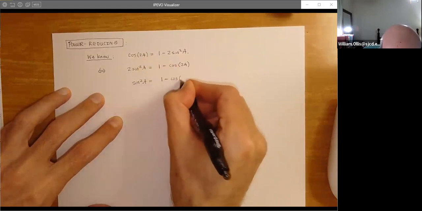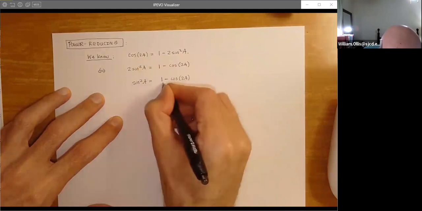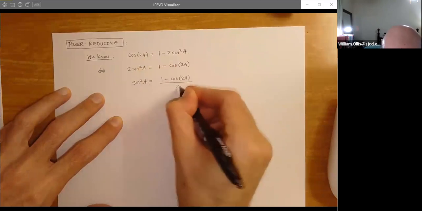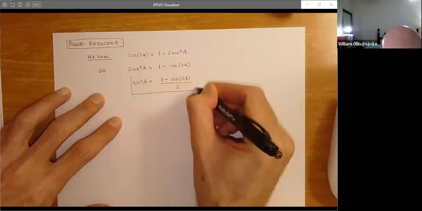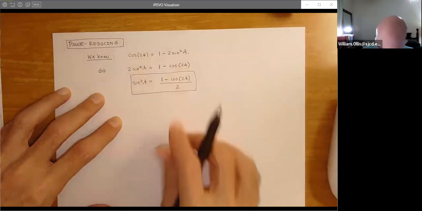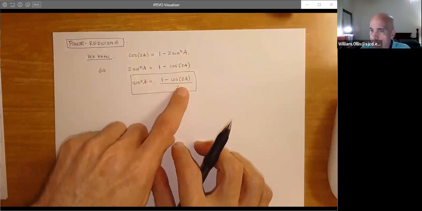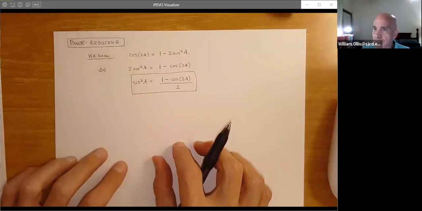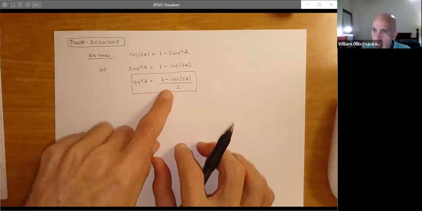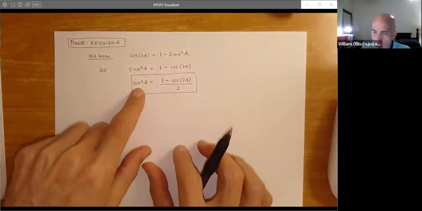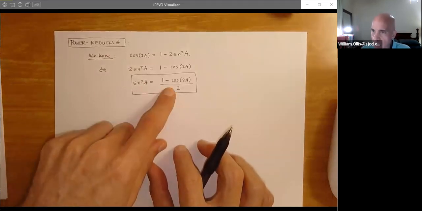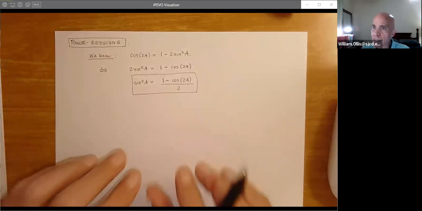So you can put the parentheses in or leave them out. 2a is usually pretty clear. So this is what we call power reduce. Write sine squared as a first power of cosine, power reducing. Why is this useful? Integration. Complicated to integrate, easy. Okay, power reducing.